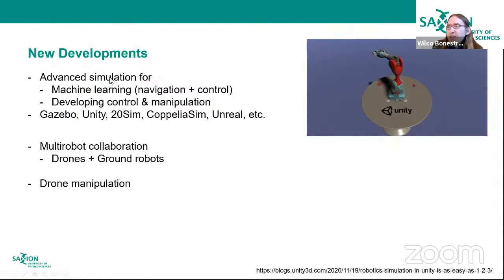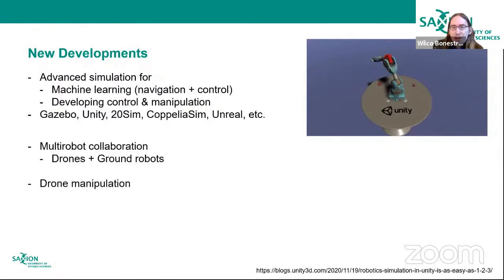Advanced simulation is a thing we are now setting up to make machine learning possible, but also to develop control and manipulation in simulation. So for example, picking a crop might be an interesting thing to work on. Also a big topic is multi-robot collaboration. For example, a typical subject there is a combination of drones and ground robots together.